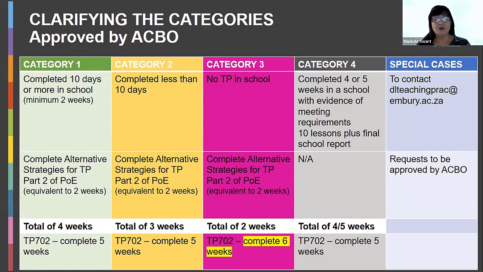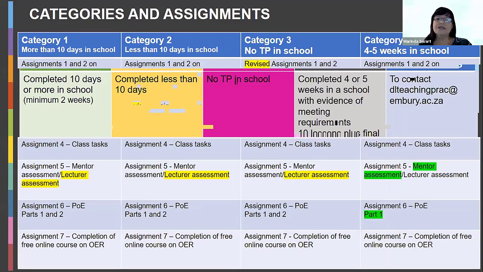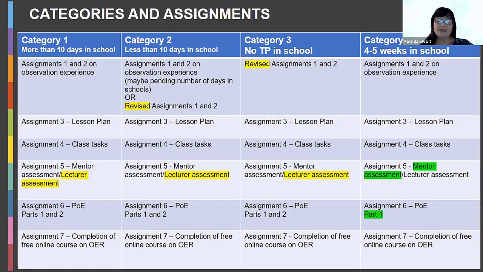Right, the other scenario that we have is, let's look at the categories now in relation to the assessments. And I'm going to go through each of the categories again. So it's very important for me that each student understands what is required in order to complete the TP701. So category 1 students, you've completed more than 10 days. Category 1 students should have been able to do assignments 1 and 2 based on your observation experiences.